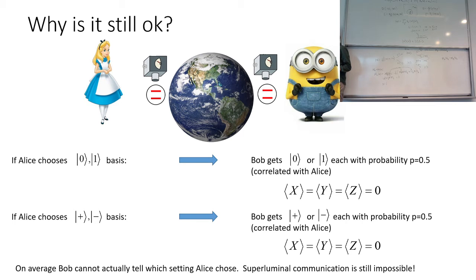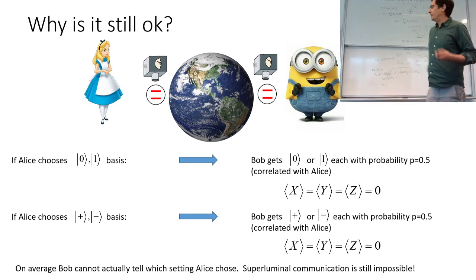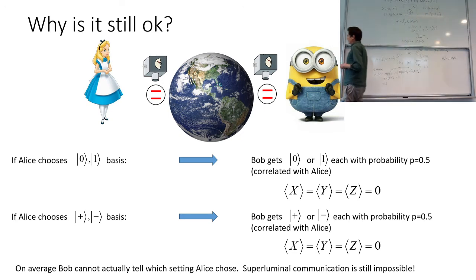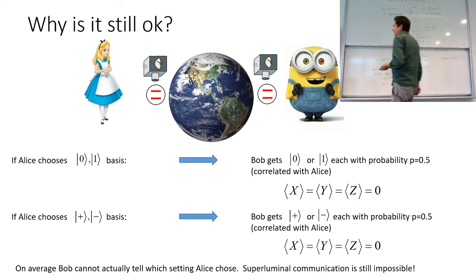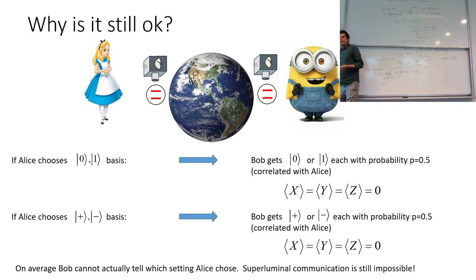And so even though the states that they're getting each time they do the experiment are definitely different, in this case, when Alice does this choice, Bob will definitely get either plus or minus. When Alice does this choice, Bob will definitely get 0 and 1. These are definitely different states, but you can't tell because it's random. So this randomness kind of totally spoils everything in a way, because if it wasn't random, then we could communicate with aliens.